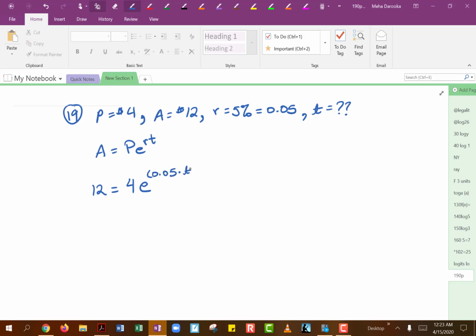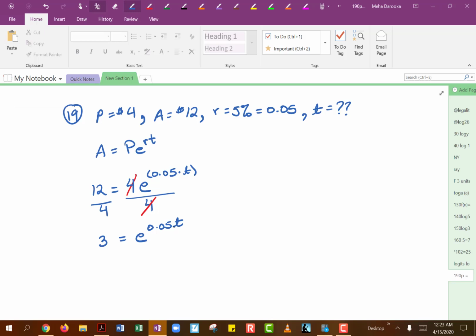So the first thing we want to do is isolate that e with its exponent of 0.05 multiplied by t. So the first thing we're going to do is divide both sides by this number 4 so that we can get e by itself. And of course 12 divided by 4 will give you 3. This will be e raised to the power of 0.05t. Now, since my t is in the exponent, we won't be able to do anything, so we need to bring that t down to the base level before we can find it.